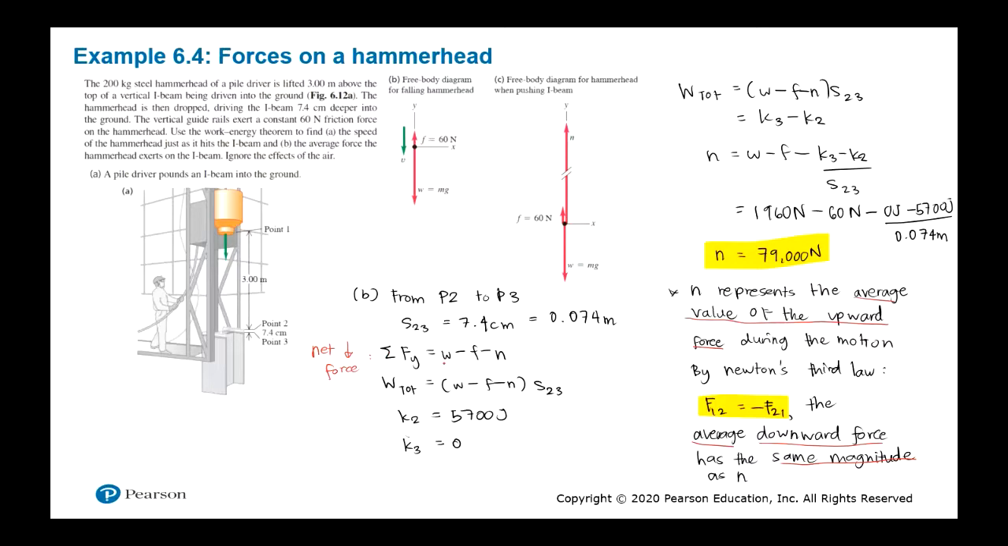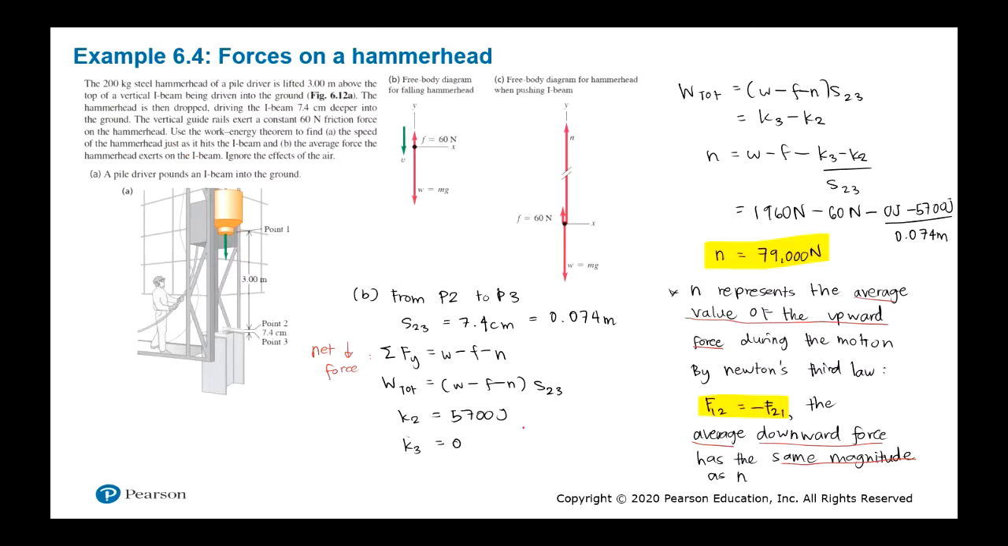All right, so getting all of the forces along the y-axis, we have W minus F minus N. Take note that the N here represents the average value of the upward force during the motion. By Newton's third law, F12 is equal to negative F21, so the average downward force will also have the same magnitude as N. And that's what we are looking for: the average force the hammerhead exerts on the I-beam.